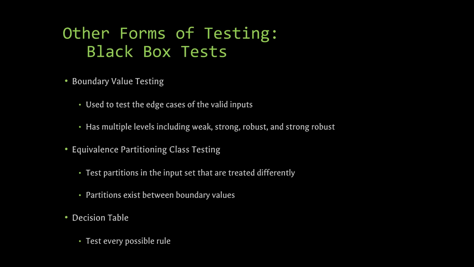Let's talk about some different types of black box tests. You have boundary value testing, which is used to test the edge cases of valid inputs. It has multiple levels, so you can go weak or strong, or robust or strong and robust. What that basically means is that you can have a small set of just valid inputs, a larger set of valid inputs, a set of inputs that include invalid inputs, or a large set with both valid and invalid inputs.